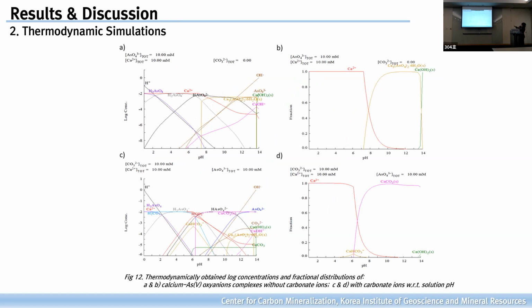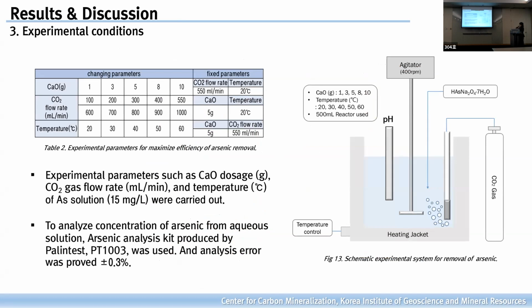Let's see figure A. This is without carbonation. We can see calcium arsenate formed, and according to the calcium arsenate formation, arsenic is removed. And let's see figure C. This is with carbonation. The CO2 gas is injected into the arsenic solution, and calcium carbonate forms. But the types of calcium carbonate formed would be calcite and another polymorph, probably vaterite. Based on this thermodynamic simulation, we did experiments.